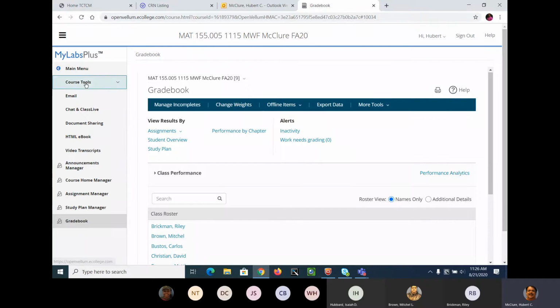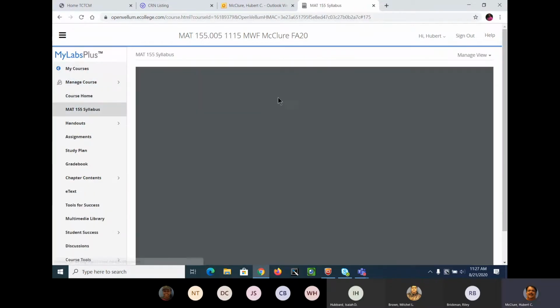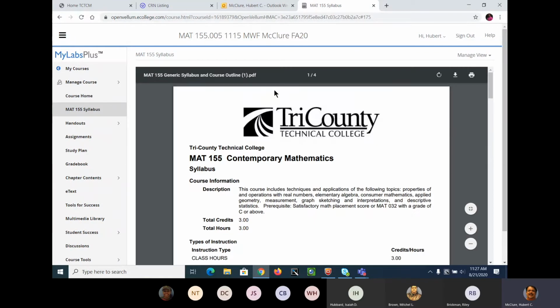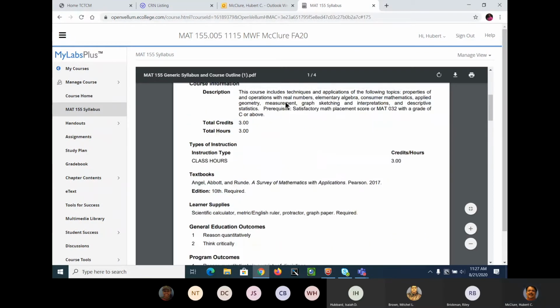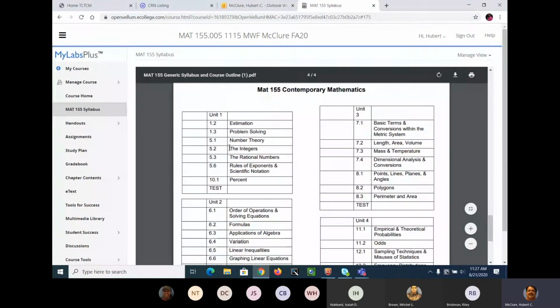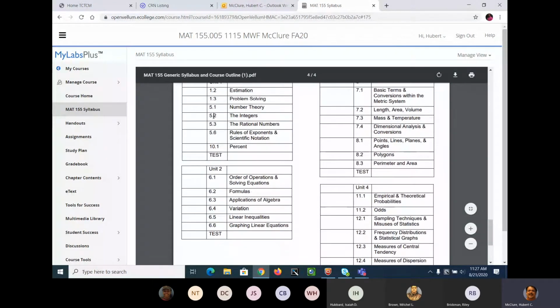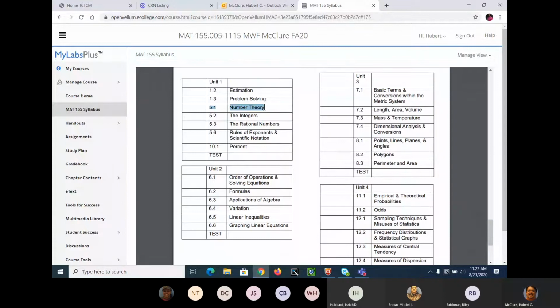Let's look at the syllabus and pull down the most important page, this page. We're going to start with 5.1, 5.2, 5.3, 5.6, and 10.1. Now, I'm probably going to go over 5.1 first and then 5.3. Well, no, I'll go ahead and do 5.2.